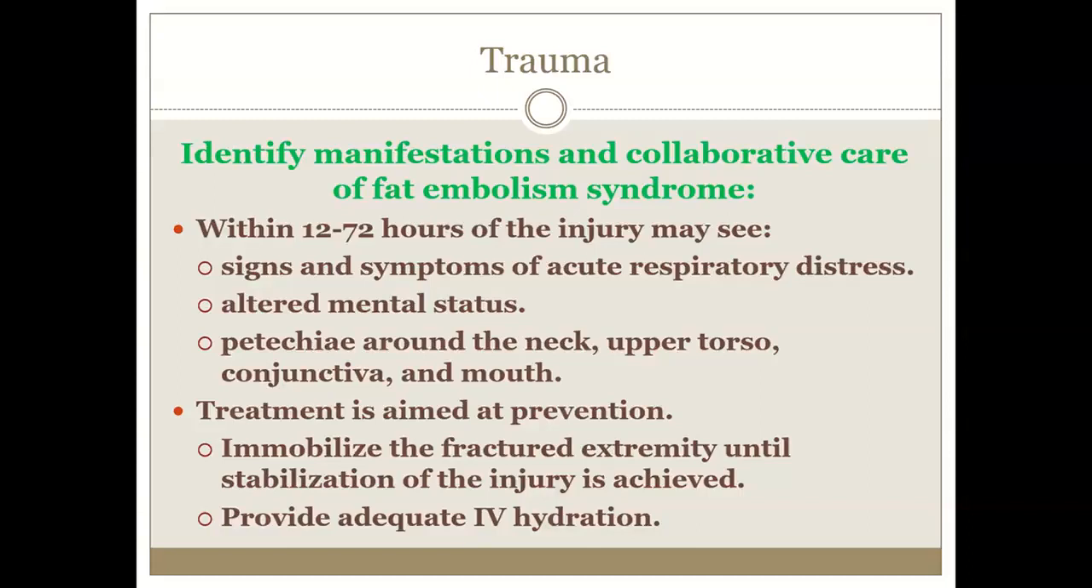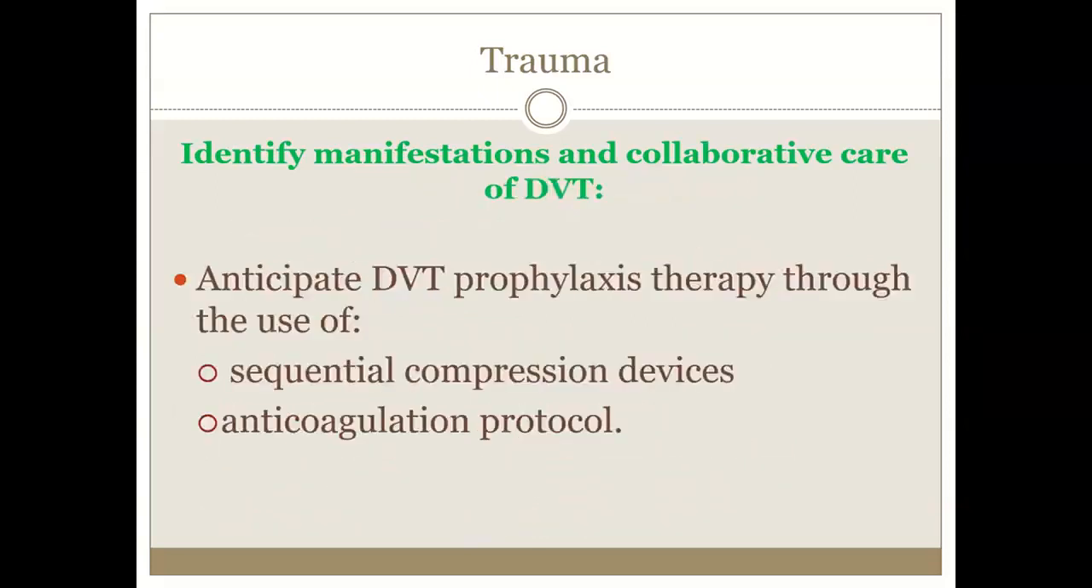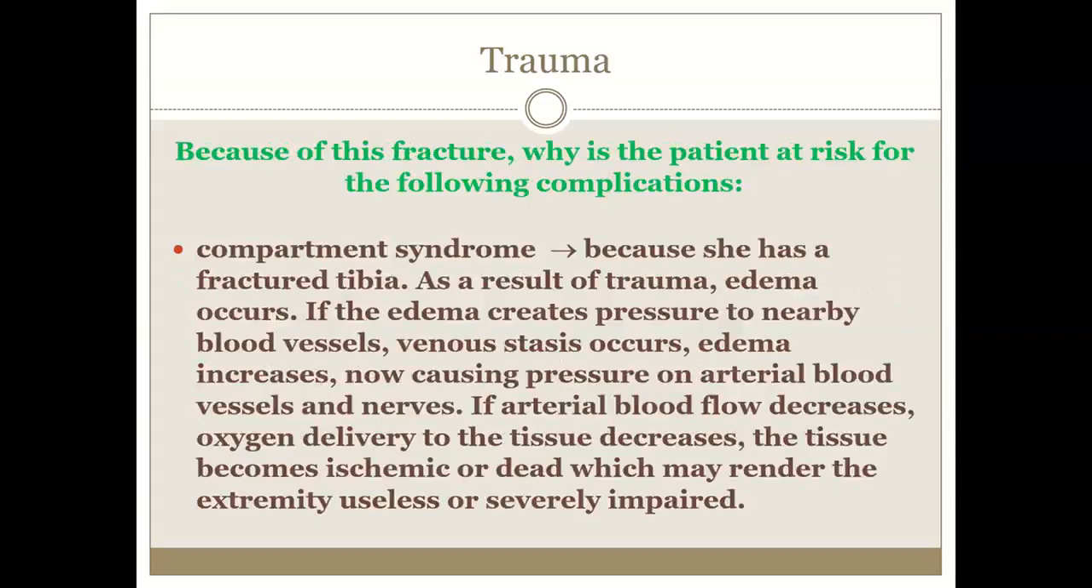We also want to provide adequate IV hydration and likely coagulation prophylaxis will be given too. And then, of course, DVT, this one you got. You want sequential compression devices, and obviously that's not going to be done on the fractured extremity, and then anticoagulation protocol. Now let's talk about another risk that this patient has, and that is compartment syndrome.